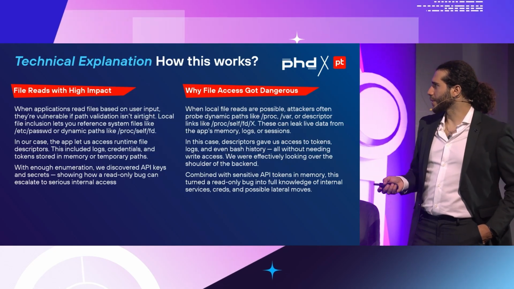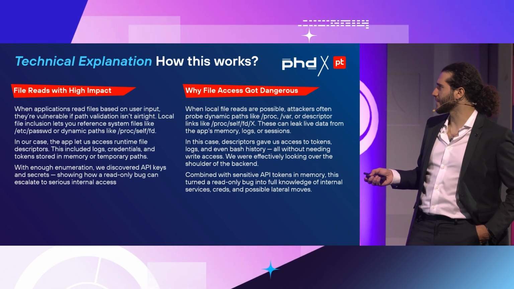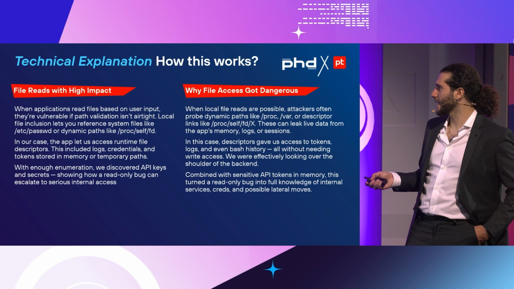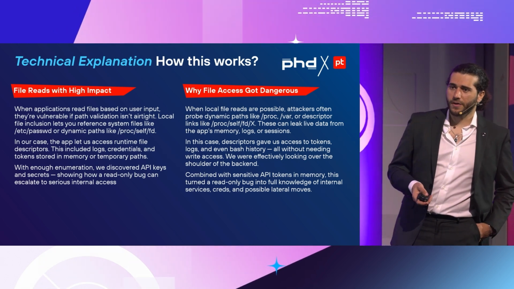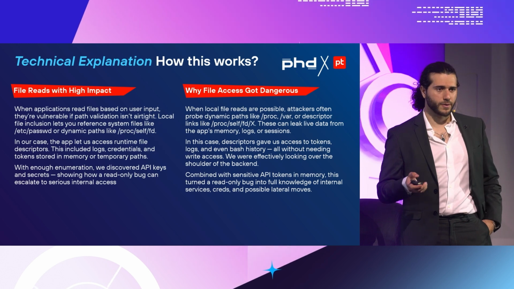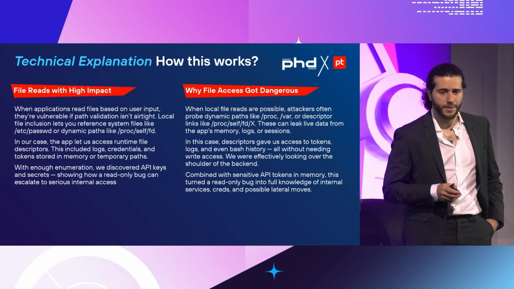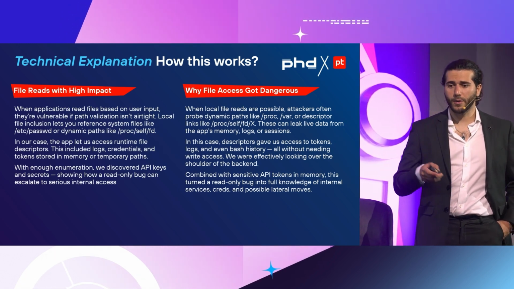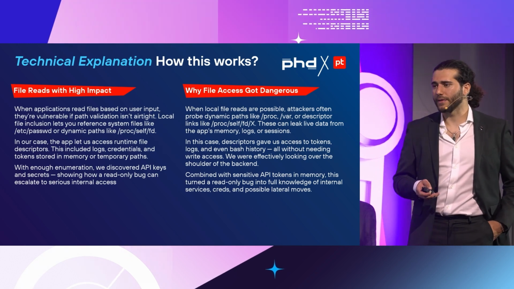Why and how does this work? When applications read files based on user input, they are vulnerable if path validation isn't right. Local file inclusion lets you reference system files like /etc/passwd or generic paths like /proc/self/fd. So for developers, we should always make sure not to let users enter some weird payload into the application, parsing it and actually allowing file read access to something that is very sensitive on the application and inside the system.